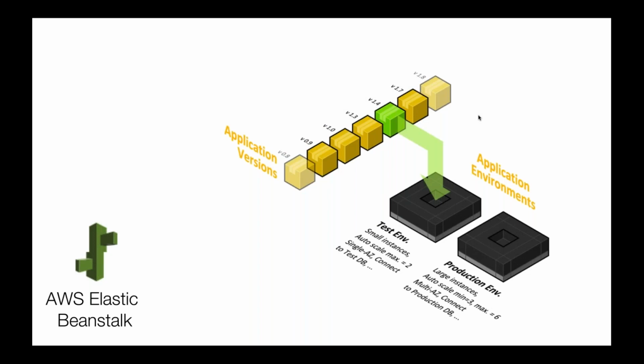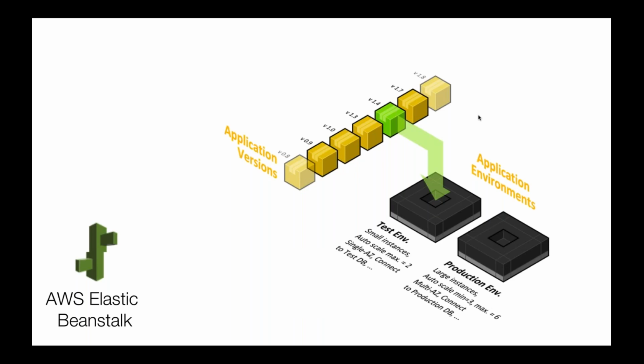So let's take a look at Elastic Beanstalk. In this example, I have two environments in my Elastic Beanstalk app. I have a test environment and I have a production environment. My test environment has smaller instances because it's not getting as much load as my production environment, and it's got a smaller auto-scaling group, so it doesn't use many instances. It is a single AZ because again it's a test environment, it doesn't need to be on multiple AZs, and it talks to a different database than the production environment.